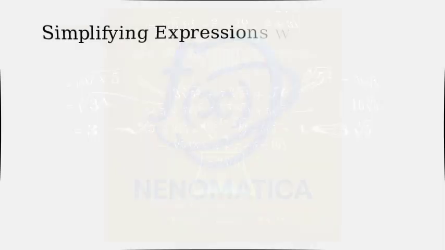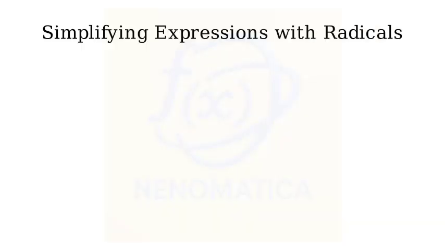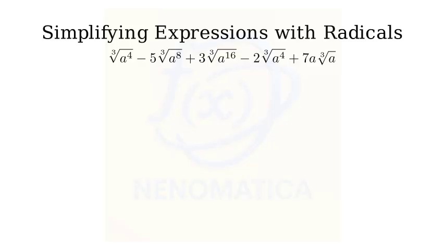In this lesson, we will simplify two expressions by factoring perfect powers out of radicals and then combining like terms. Example A. Simplify the expression. Cube root of a to the fourth minus 5 times the cube root of a to the eighth plus 3 times the cube root of a to the 16th minus 2 times the cube root of a to the fourth plus 7 times the cube root of a.